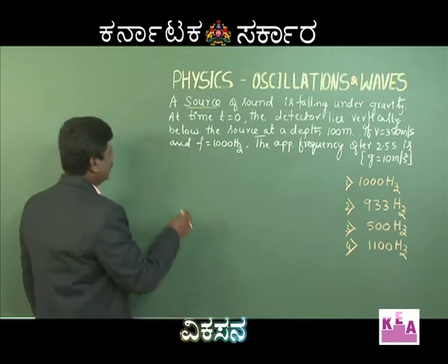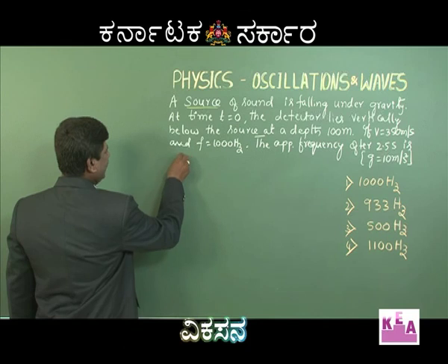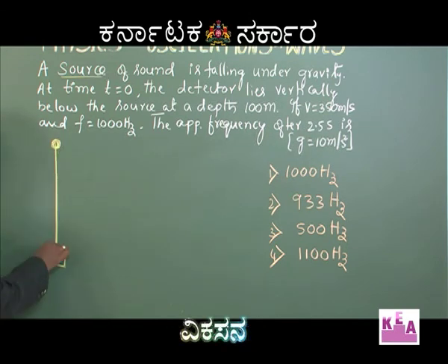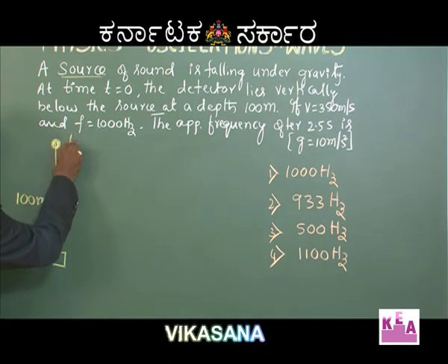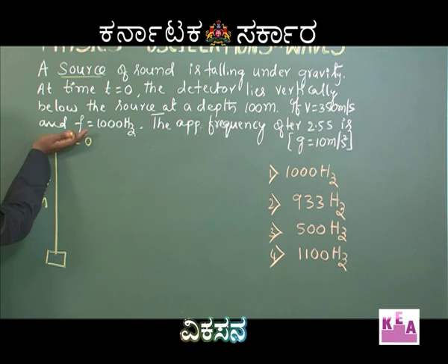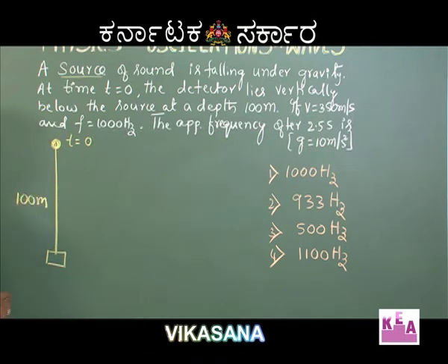detector. If we draw a diagram to understand, this is the source of sound and this is a detector. The distance between these two is given, that is 100 meter. So, the source is at this position at a time t is equal to 0 second. So, when the time increases, the source is moving vertically downward with an acceleration, that is velocity continuously increases.